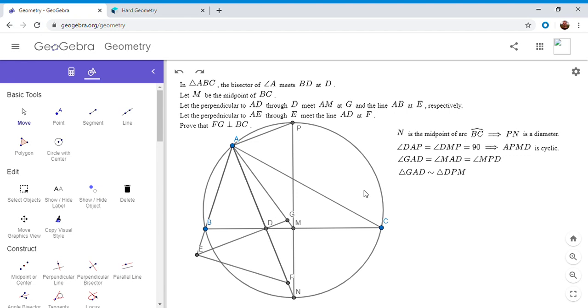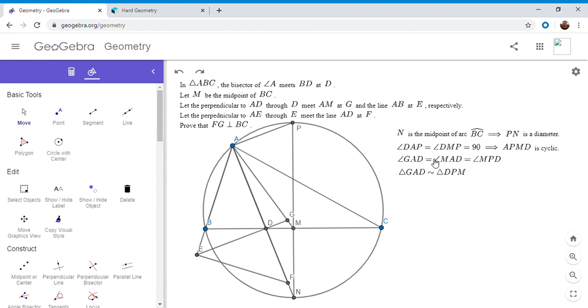Now, here's the thing. What do we want to show? We want to show FG is perpendicular to BC. So I kind of got away from that. But basically, if FG were perpendicular to BC, well, BC is perpendicular to PN. So equivalently, we want to show that FG is parallel to PN. If we could show that, we would be good. And if that were true, that would mean that angle AFG would equal angle PND. So if we can show that angle AFG is PND, we would be good to go.